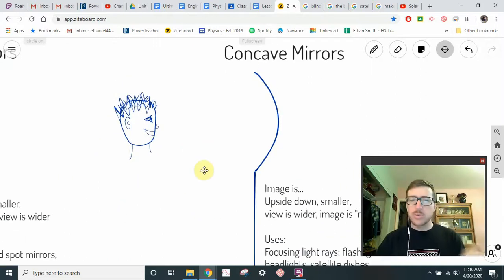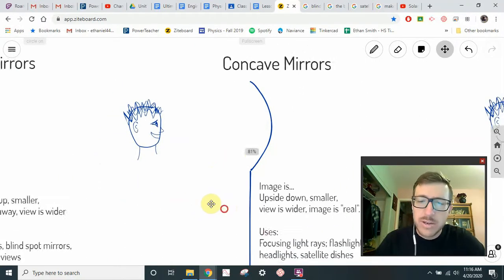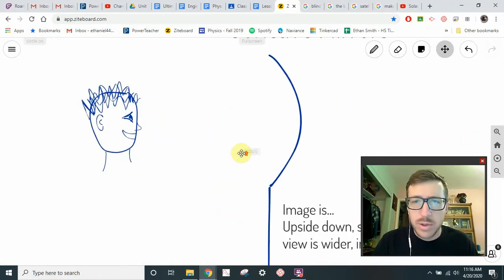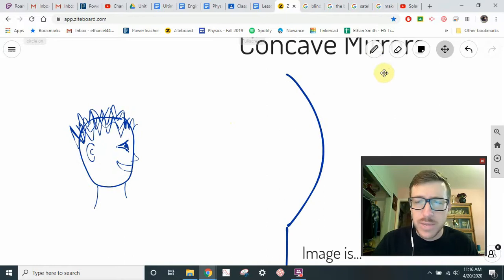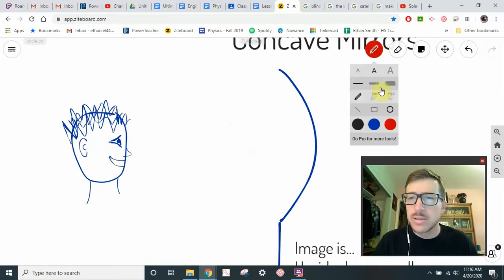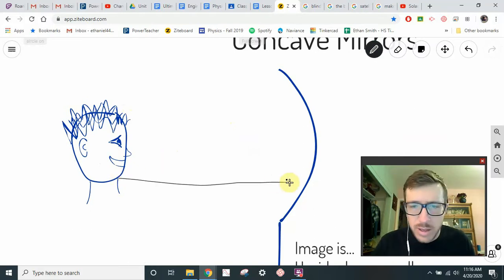So when you were further away in your spoon, looking at the concave mirror, right, you see yourself as upside down and smaller, right? And so let's look at what's happening here with the ray diagrams if we actually draw this in. So in this case, let's do the same thing. We'll go from the chin and we'll go from the hairline.